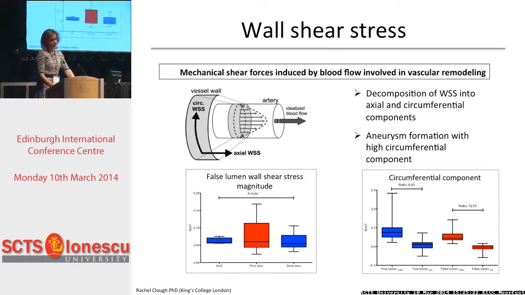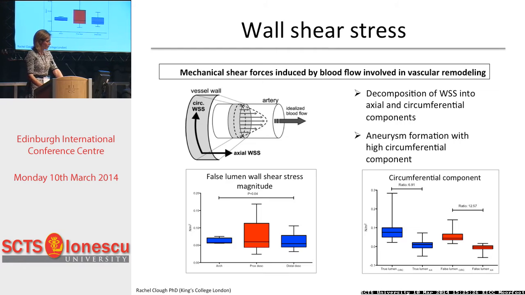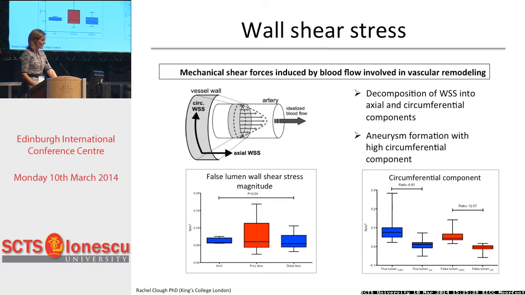It's also possible using MR to evaluate wall shear stress, and what we found is that the wall shear stress in the false lumen is greatest in the proximal descending thoracic aorta, as you can see on the bottom left of the slide. And previous studies looking at vascular remodelling have shown that wall shear stress, which has a large circumferential component, is related to the greatest rates of aneurysm formation. And what we found in our work is that in the false lumen, the circumferential component predominates over the axial component.